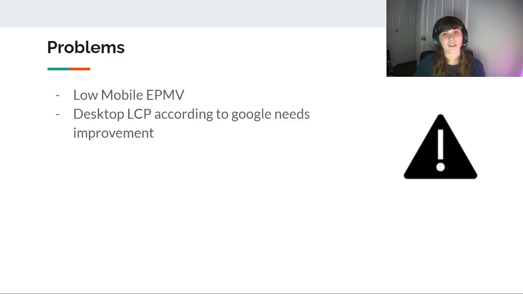So I found an article by Ezoic that said for mobile, you should add more placeholders because that can help improve that mobile EPMV. So I'm going to have to monitor that next month to see if it actually helped out, because it takes some time for Ezoic to kind of test out those placeholders.